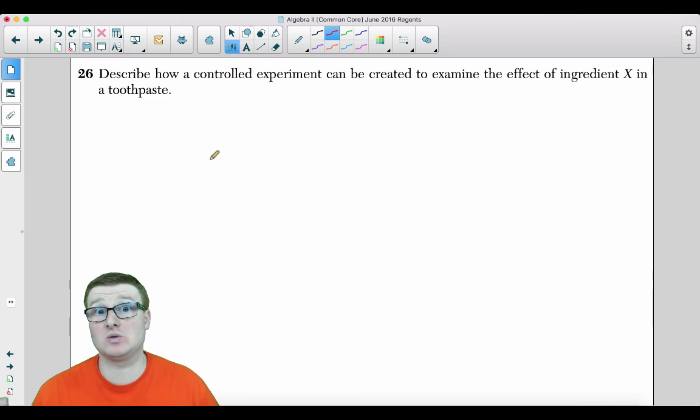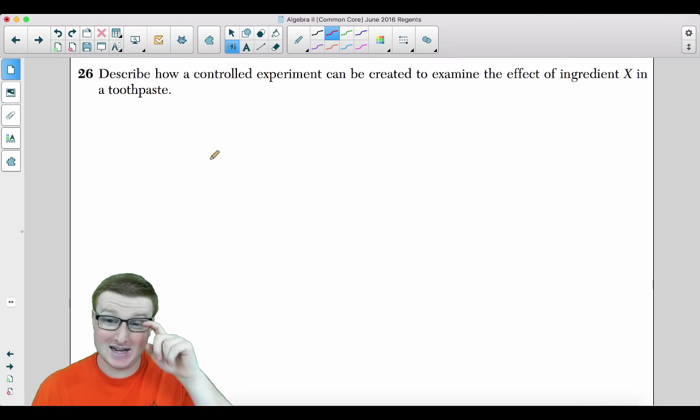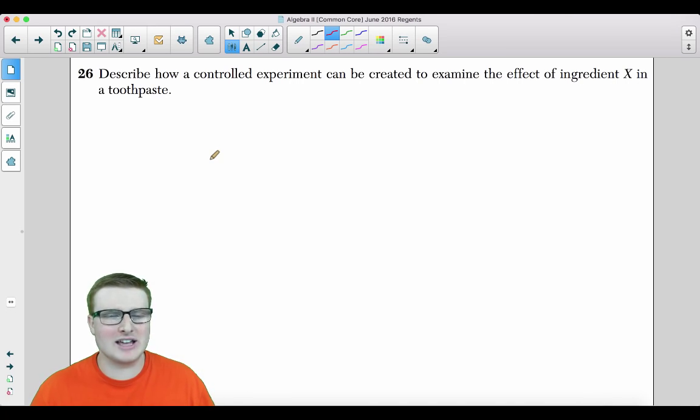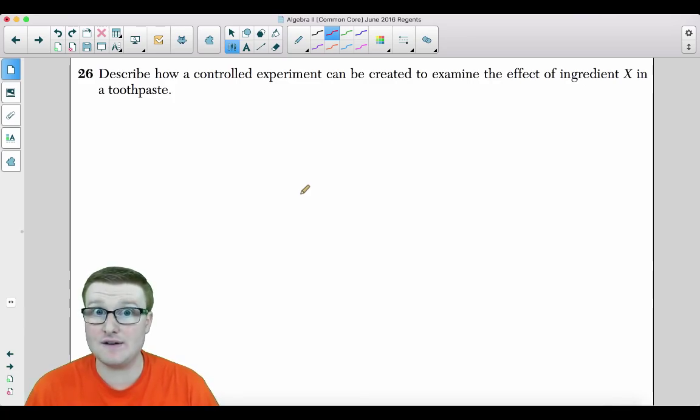I remember when this exam was given, and the kids came out saying there was a toothpaste question on our Regents exam, and it was like a science question. Why was a science question on our Algebra 2 Regents? It's not a science question, people. It's a statistics question. But again, let's see what they're saying here. Describe how a controlled experiment can be created to examine the effect of ingredient X in a toothpaste. So here's what you gotta do.